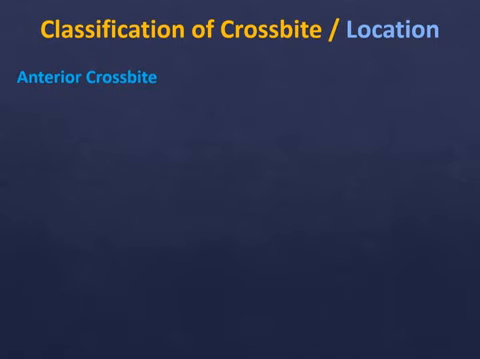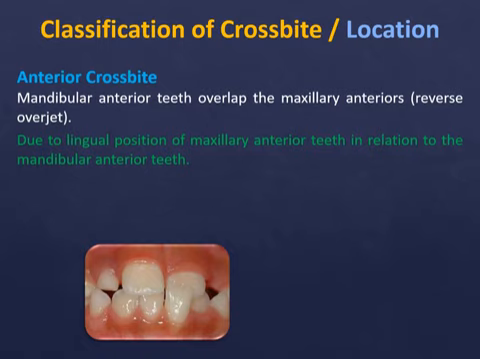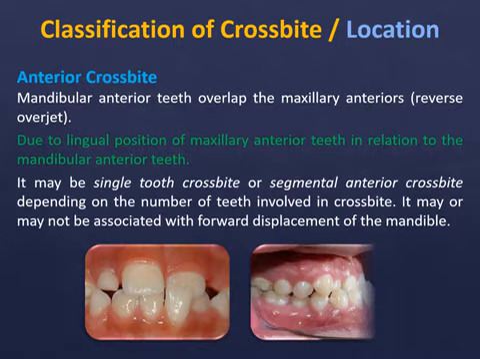In case of anterior crossbite, the mandibular anterior teeth overlap the maxillary anteriors, so there is a reverse overjet. This could happen due to lingual position of the maxillary anterior teeth in relation to the mandibular anterior teeth, and as mentioned before, this could be single tooth crossbite or segmental teeth crossbite according to the number of teeth in crossbite involved, or it may or may not be associated with forward displacement of the mandible.